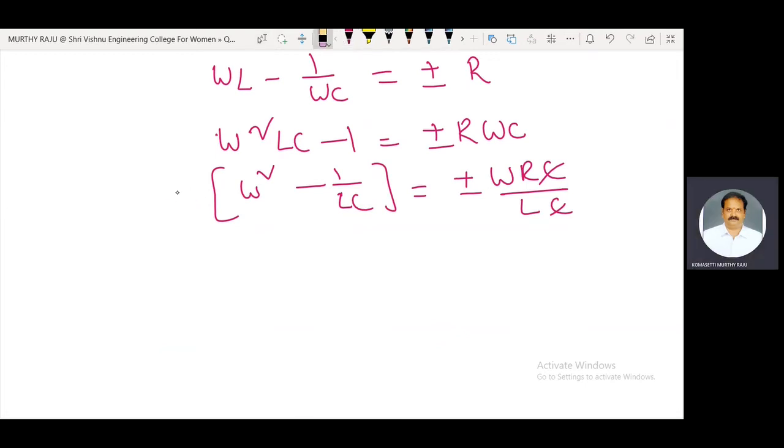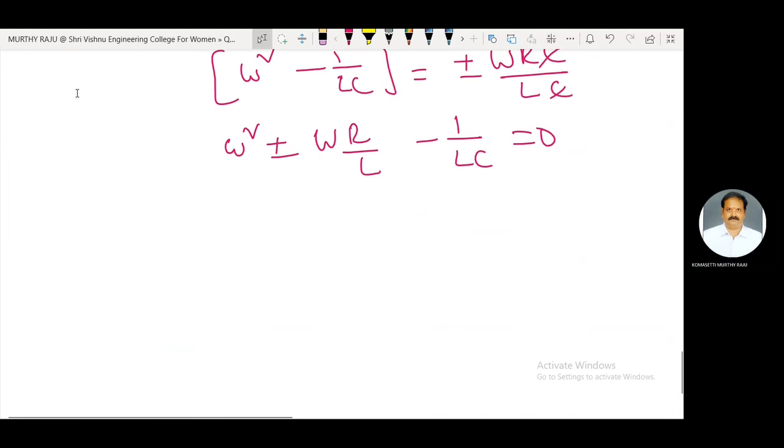Therefore, this LC is the common term, and we bring it back to this side. Omega square minus 1 by LC, this one. Omega square. Bring this term back to this side. Plus or minus means minus plus. Both are the same. Omega R by L minus 1 by LC is equal to 0.